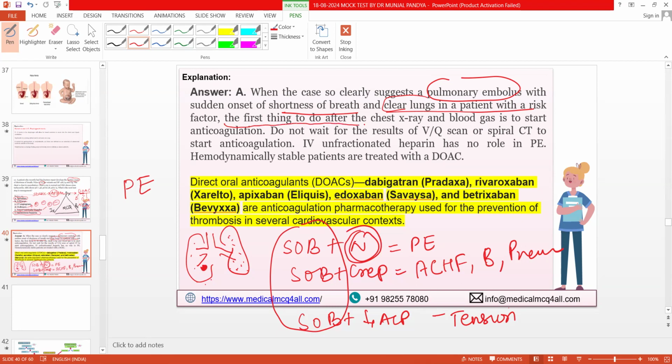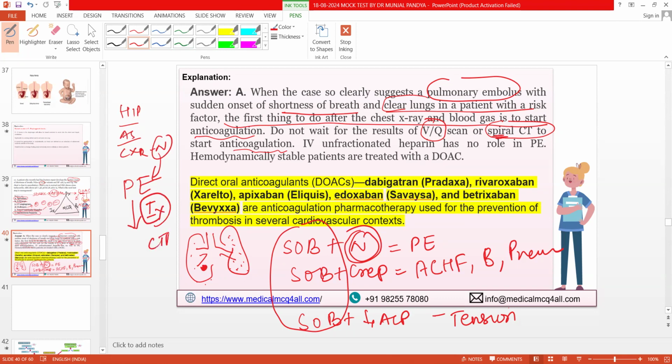The first thing to do after the chest X-ray is the blood gas. Blood gas is given already, right? To start the anticoagulation, do not wait for a VQ or ventilation perfusion scan or spiral, or you can say CT angiogram or CT pulmonary angiogram. So with a short hip fracture, acute shortness of breath and clear chest X-ray, it's a clear-cut indication of pulmonary embolism. So don't go for any investigation.